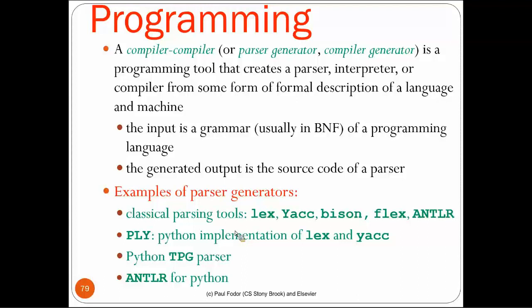The classical parser generators were Lex and Yacc, and then there were more advanced versions of Lex and Yacc: Bison, Flex, ANTLR, and so on. We are going to use PLY, which is a Python implementation of Lex and Yacc. There are other Python packages that one can use for writing grammars: TPG, the Toy Parser Generator, and ANTLR. ANTLR is a Java-based parser generator like JavaCC, but it can also generate Python code for the specific grammar that we write.